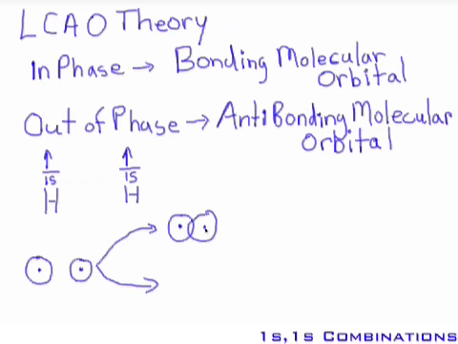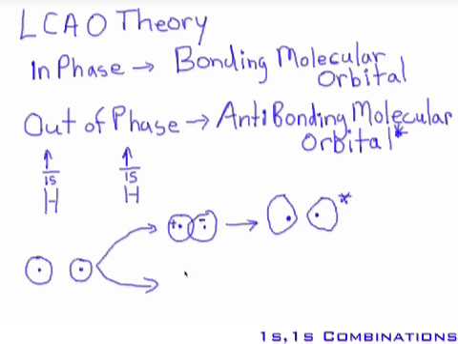And when they're out of phase, one wave function has positive amplitudes where the other wave function has negative amplitudes. And this leads to a decrease of electron density between the two nuclei and an increase of electron density outside of the two nuclei. So I'm going to asterisk this, our anti-bonding molecular orbital. That's what it looks like.